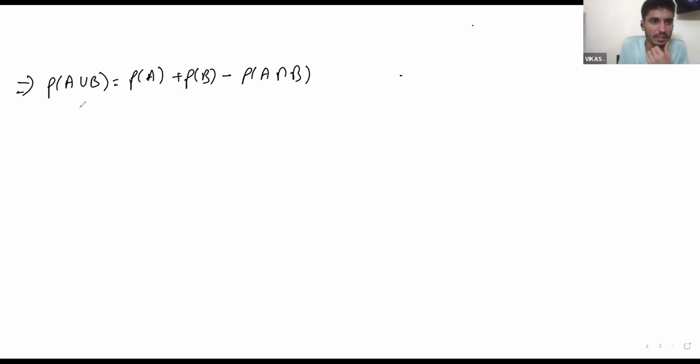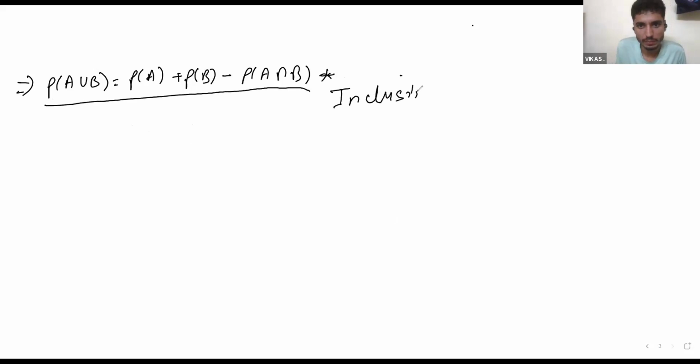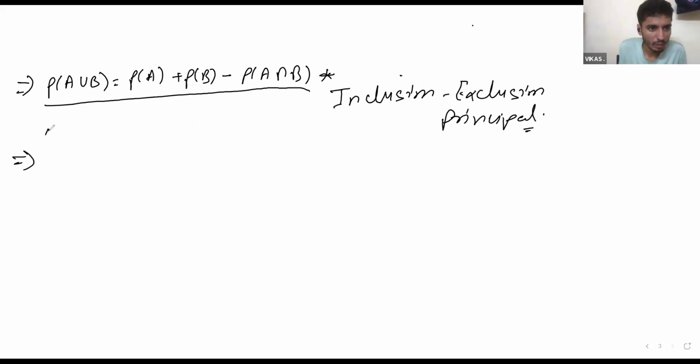So this is a way. Okay. So why can I write this? This is known as the inclusion-exclusion principle that we have been using since earlier classes, and by the axiomatic definition of probability, we have also derived it. So this is known as the inclusion-exclusion principle.